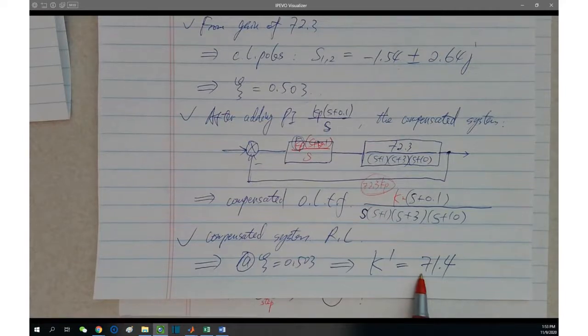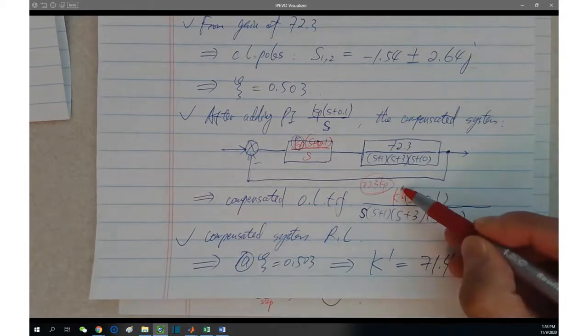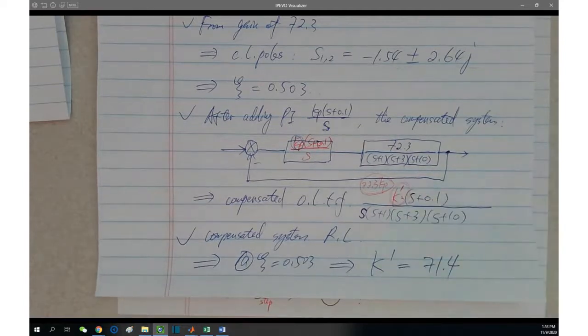And then therefore, what's the KP value? Anyone knows how to find KP from here? This is not KP, okay? This is K prime, the new system total gain. This is 71.4. So how to find KP? Anyone knows?